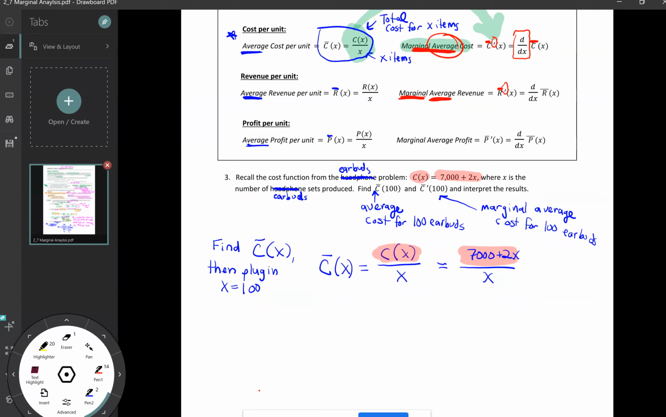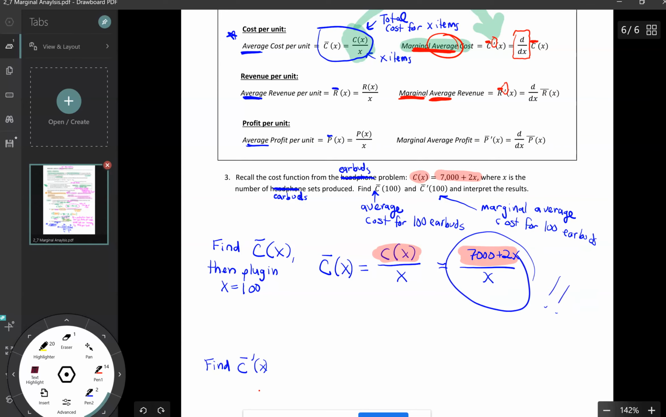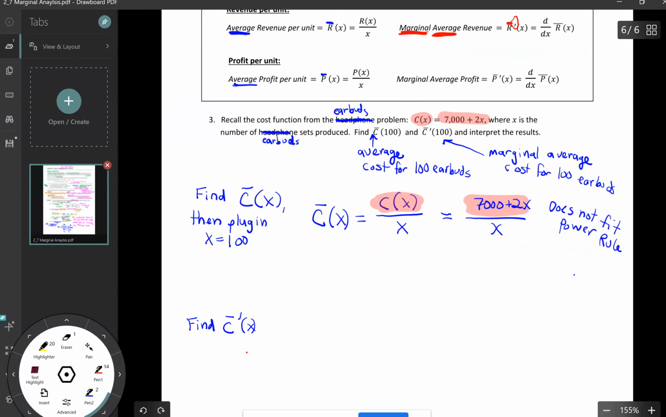But we need to do some algebra on this, because in a minute, we need to find C bar prime of X. And finding the derivative of this is going to be like, whoa, really hard. It does not fit the power rule. Okay, so this does not fit the power rule. So I'm just going to use some algebra to rewrite it.